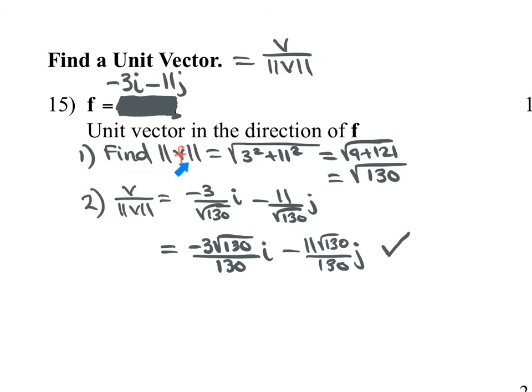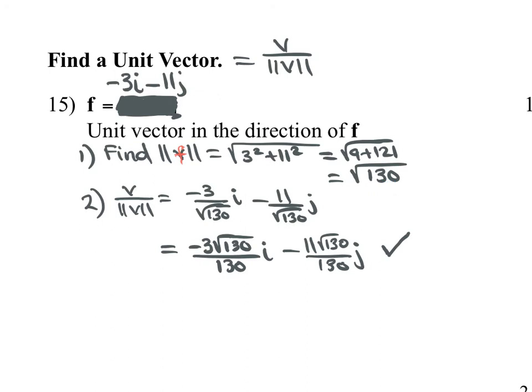So here it says we want to find the magnitude first. So the magnitude of f is the square root of a squared plus b squared, or the square root of 3 squared plus 11 squared. And yes, I did ignore the negative on the 3, and I ignored the negative on the 11. And that's okay. All right, so now we have 3 squared plus 11 squared, which is 9 plus 121, which gives us 130. So the magnitude is the square root of 130.